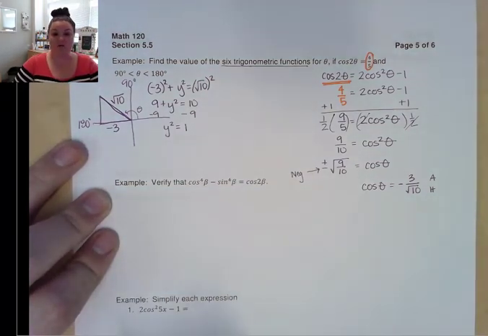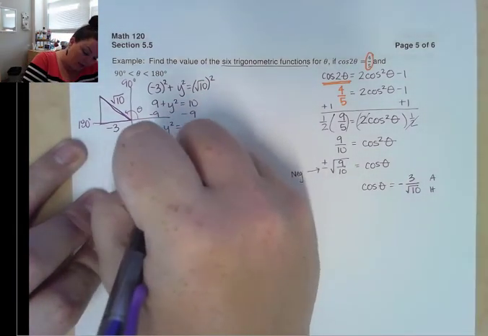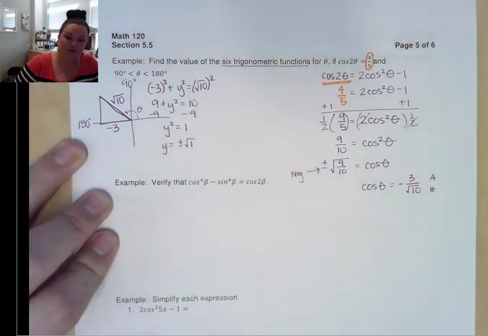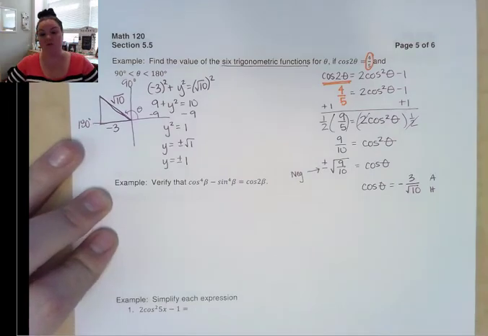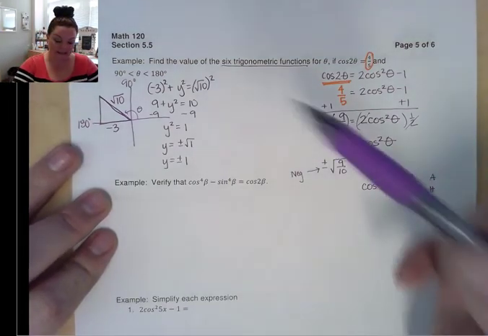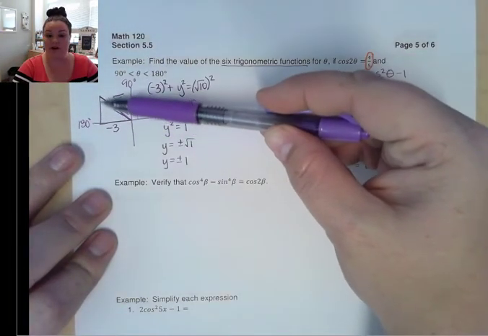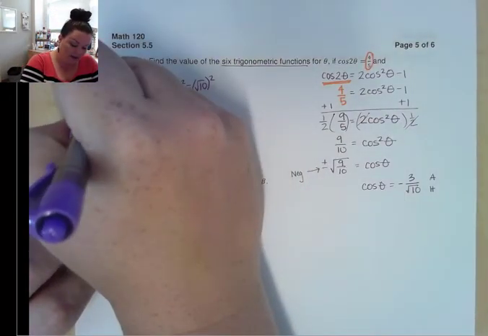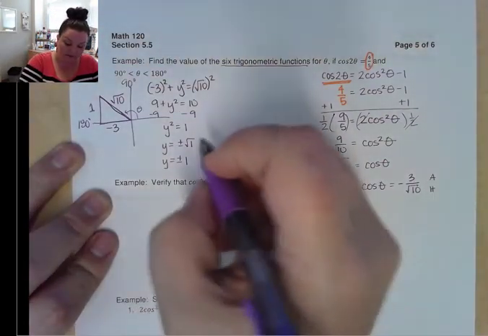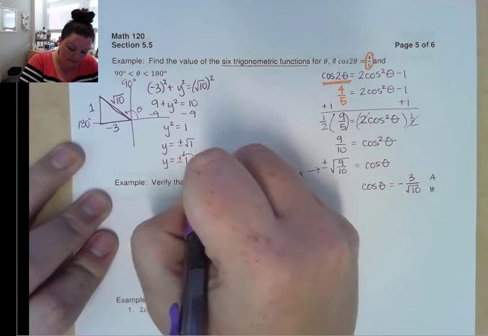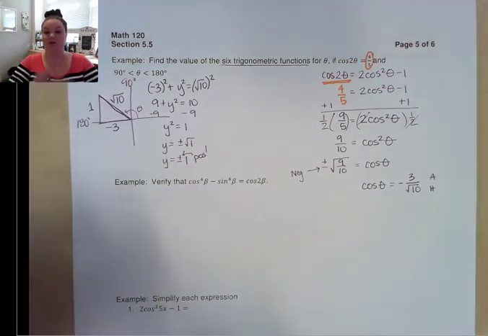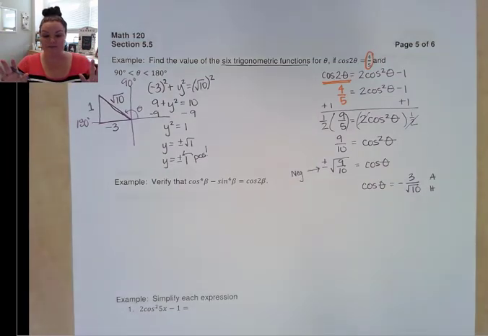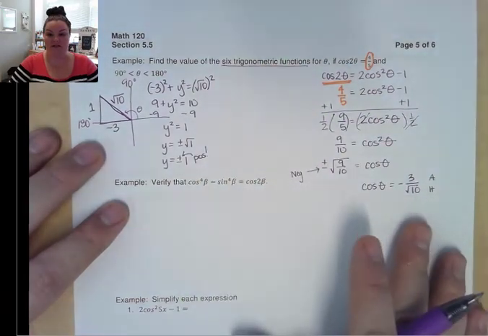And then when I take the square root of both sides, I get y equals plus or minus the square root of 1, right? Or y equals plus or minus 1, because the square root of 1 is 1. And here we can see that because our y is above our x-axis, it's going to have a positive 1 value. Okay? Positive. All right, so now that we have our triangle completely filled out, now we should be able to identify those 6 trig functions.